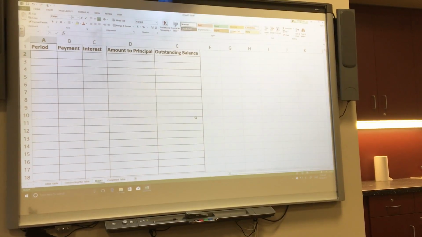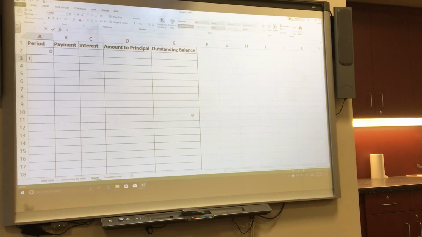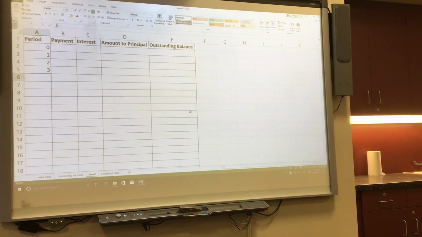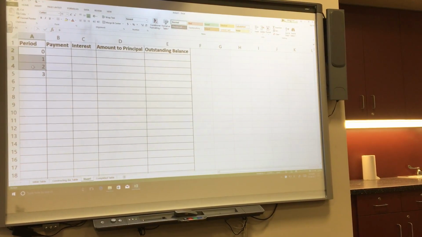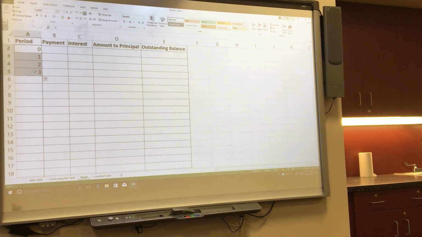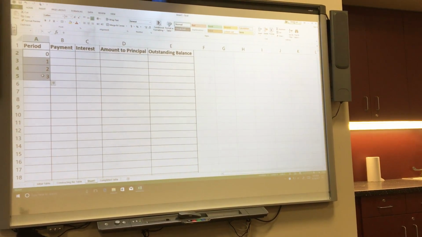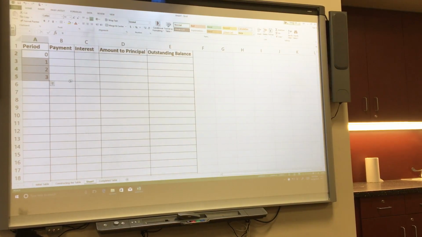All right, so the first thing we need to do is put in payment numbers. I don't want to type all the way to 60, but as soon as you do the first couple, Excel can replicate it for you. So if you highlight several of them, if you've just done the 0, it will copy the 0 the whole way. So you need to do a couple.